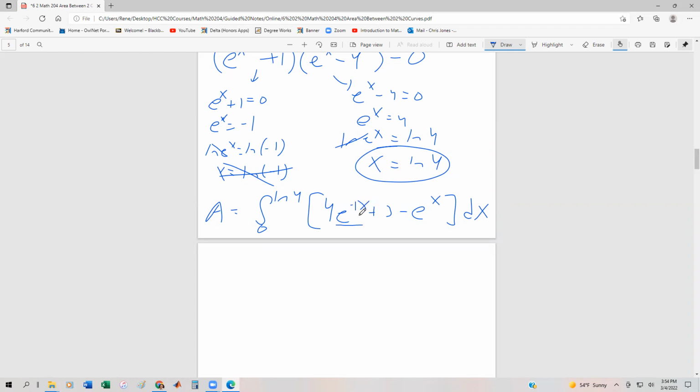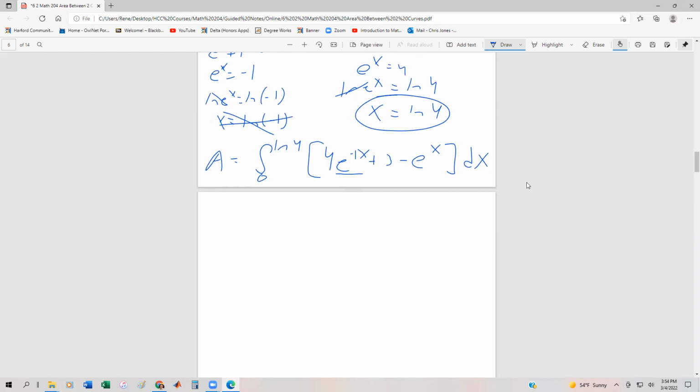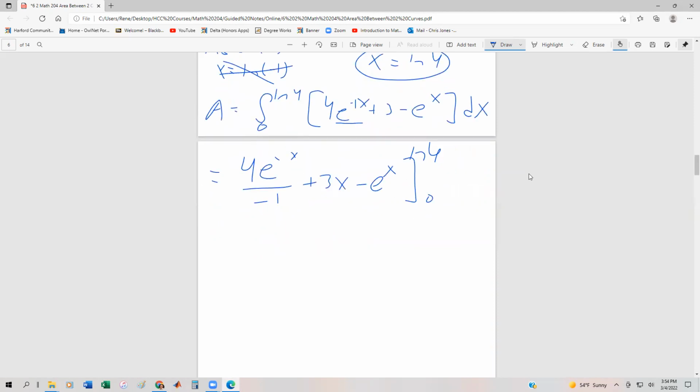If you have a function that's linear and composite, it's the opposite of the chain rule for derivatives, right? So this is going to be equal to 4e to the negative x over -1 plus 3x minus e to the x, ranging from 0 to ln 4. All right, now, unfortunately, 0 doesn't wipe out all the terms. On occasion, 0 will wipe out the terms, like with polynomials, but it doesn't in this case.